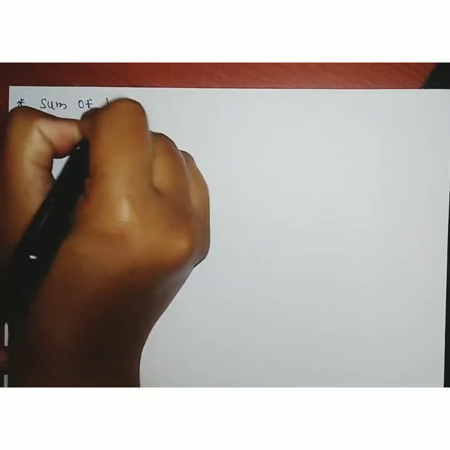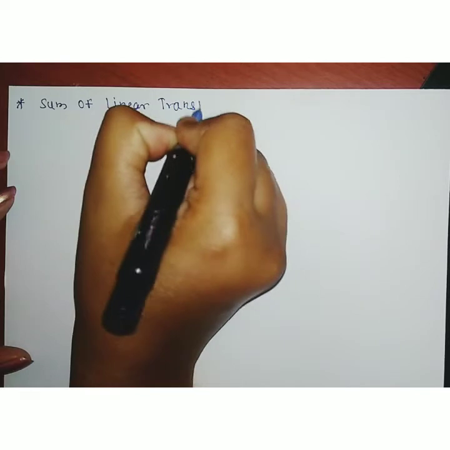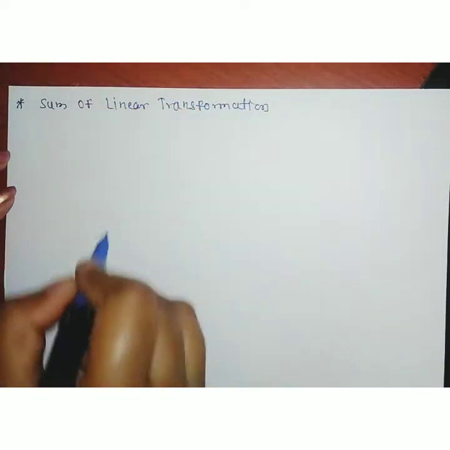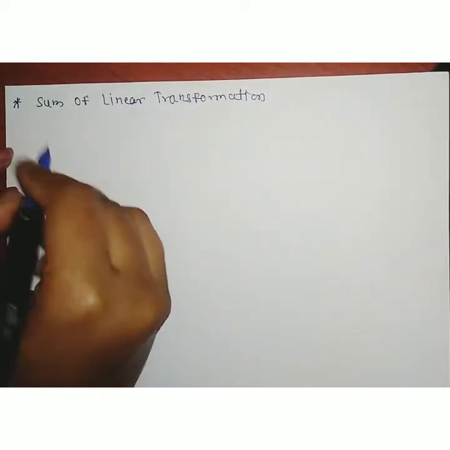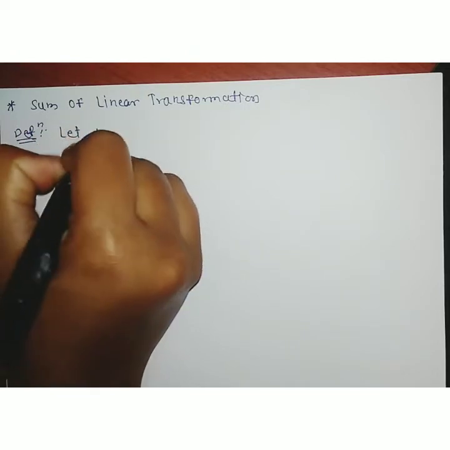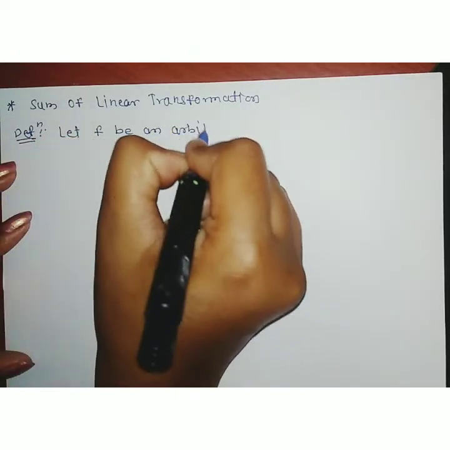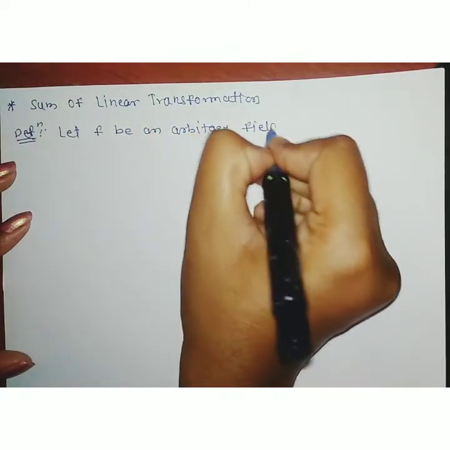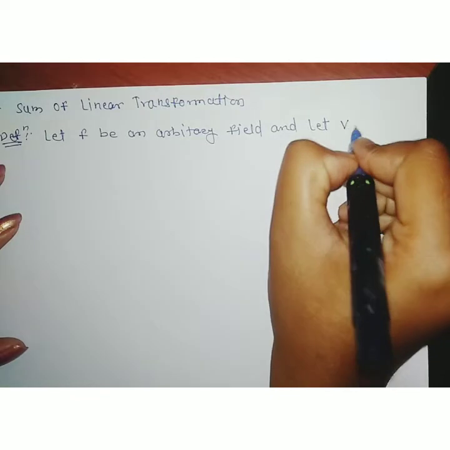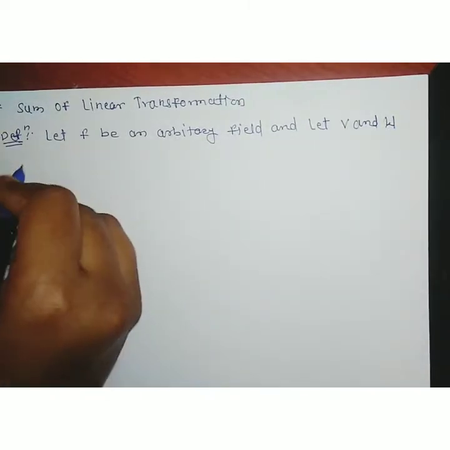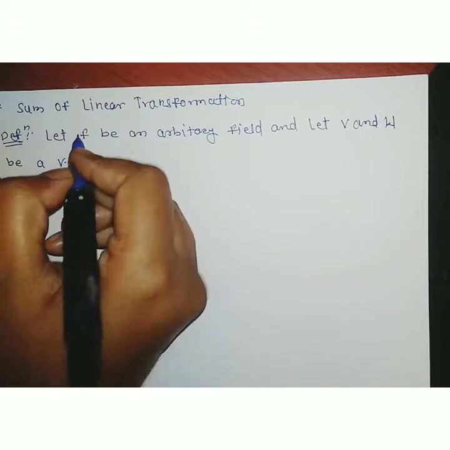Sum of linear transformations. Definition: let F be an arbitrary field and let V and W be vector spaces over F.